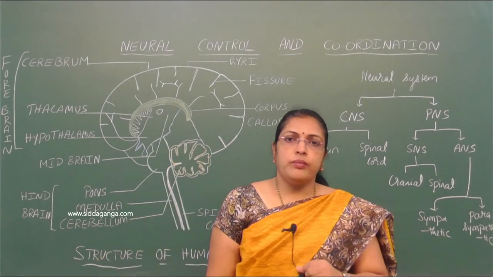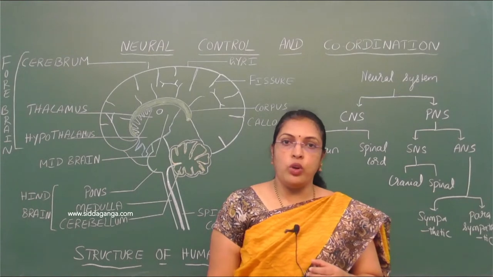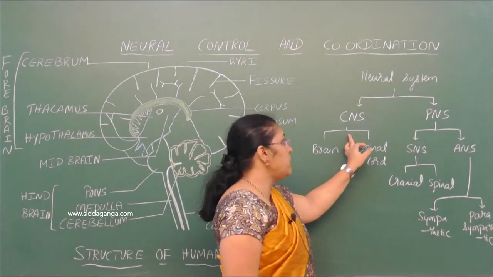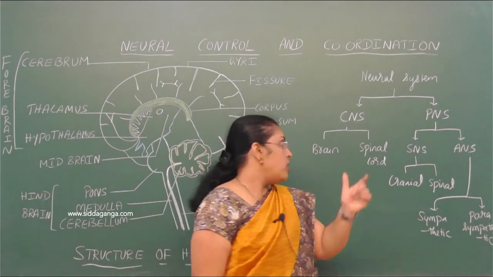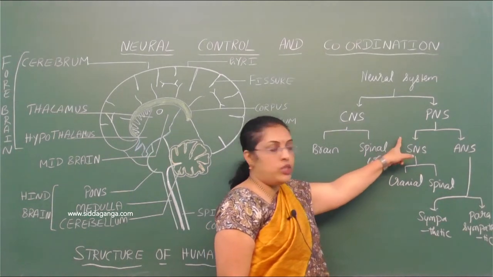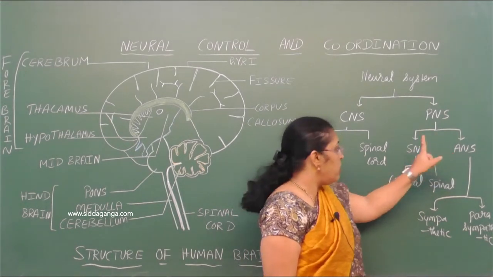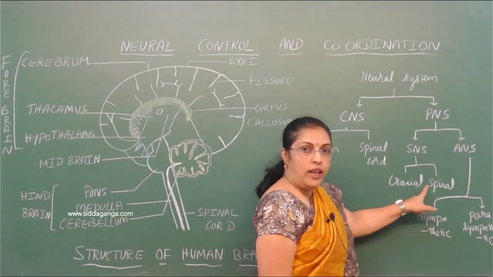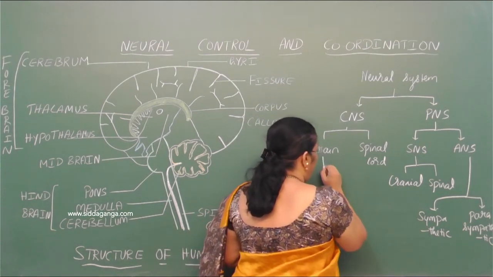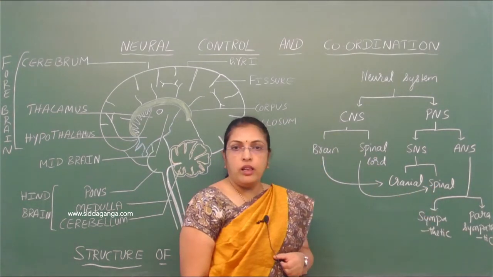So we know that neuron is the structural and functional unit of nervous system, surrounded by neuroglia cells. When we classify the human neural system, we see the central nervous system and peripheral nervous system. Central nervous system includes brain and spinal cord. Peripheral nervous system includes somatic nervous system and autonomic nervous system. Somatic nervous system includes cranial and spinal nerves. Cranial nerves are the nerves which arise from the brain. Spinal nerves are the nerves which arise from the spinal cord.